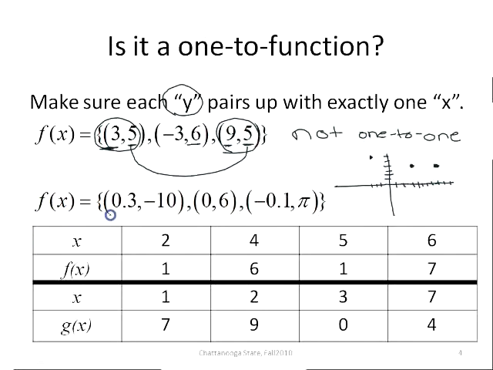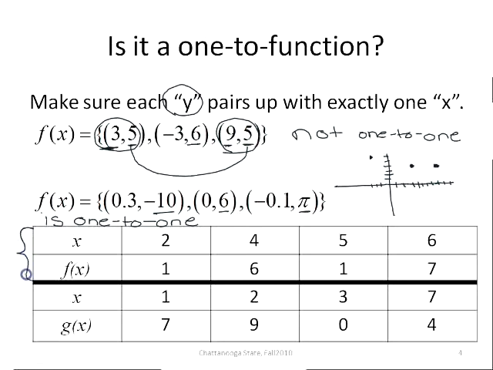Let's look at this function, f of x. Points (3, -10), (0, 6), and (-0.1, pi). We want to look at each y value. Because each of my y values is different, I don't have any y's that would go to different x's. They each are individual y values. So this function is one-to-one.